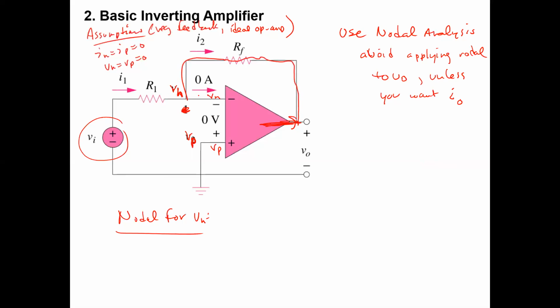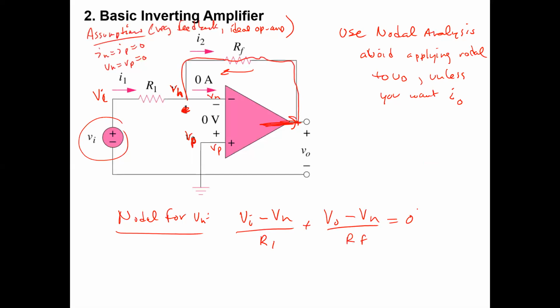So nodal says the current I1, right, if you have a VI source here, then this node voltage is VI right here. So the current I1 is going to be VI minus VN over R1. And then we have to take the current coming through this RF resistor, which is going to be VO, the output voltage, minus VN over RF equals 0.